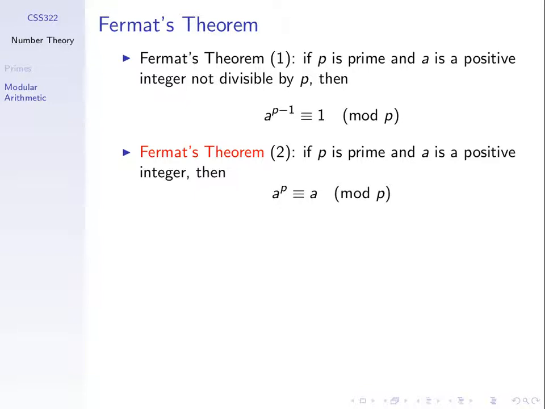That is, we have a prime number, 11, for example. P is 11. And some integer a, which is not divisible by p, so in a simple case, a being 4. Then 4 to the power of 11 minus 1, 4 to the power of 10, mod 11 will be 1. That's all it tells us.